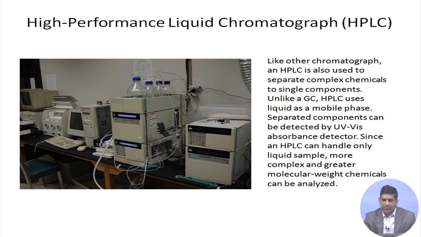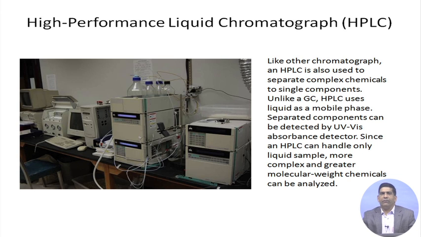Then HPLC, very similar to your IC, but here HPLC is used to separate complex chemicals into single components. Here the mobile phase is liquid, because it is high performance liquid chromatograph. So the mobile phase is a liquid, and the separated components can be detected by a UV vis absorbance detector. Since HPLC can handle liquid, more complex and greater molecular weight chemicals can be analyzed. So HPLC is mostly used for liquid samples, so you can analyze many complex and greater molecular weight chemicals.